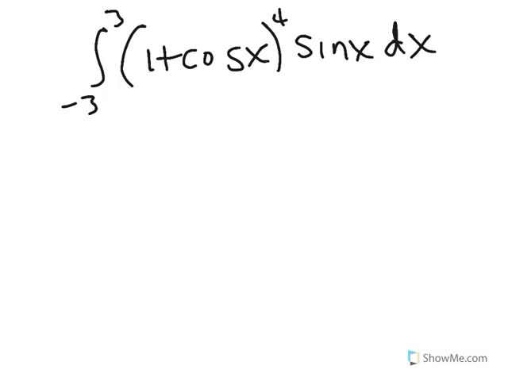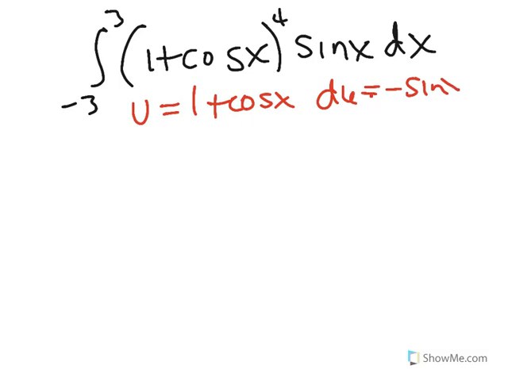So I would say that we could allow u to equal 1 plus cosine x. That would make du almost equal to sine x dx. All we would need is to put a negative in front of it, because think about what's going to happen when we differentiate to get our cosine back. So in this particular case, we can think of this integral as the integral from -3 to 3 of u to the 4th du.